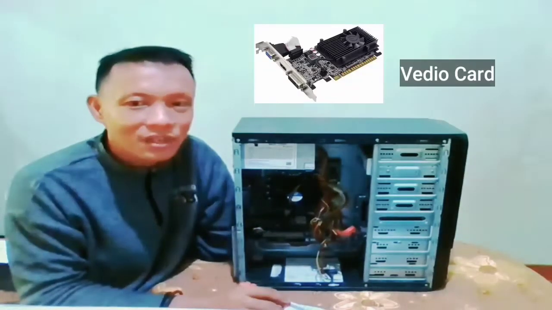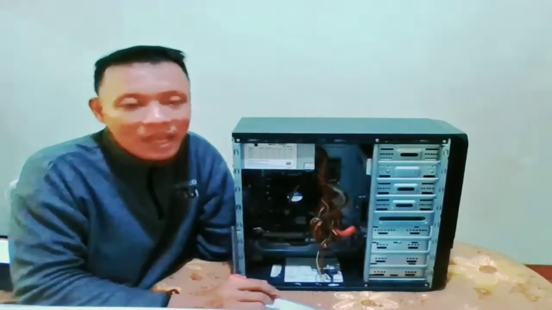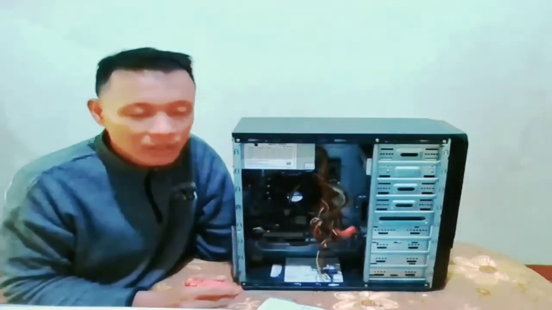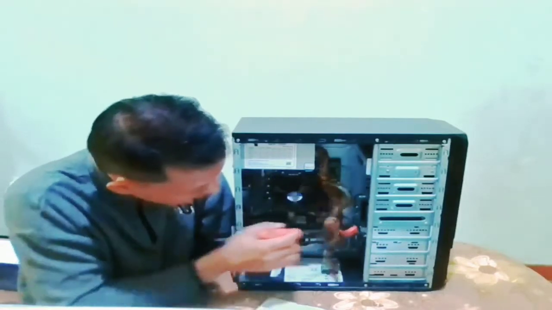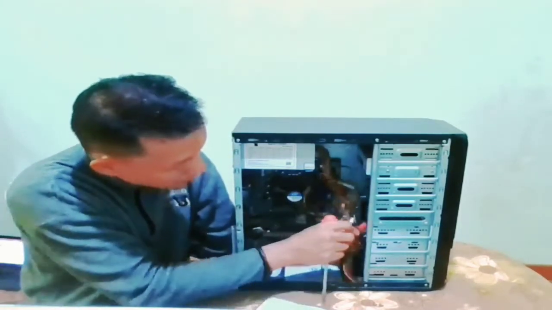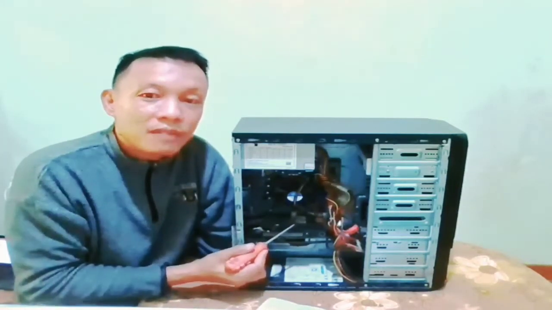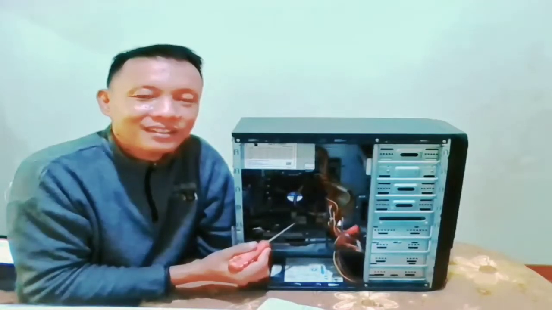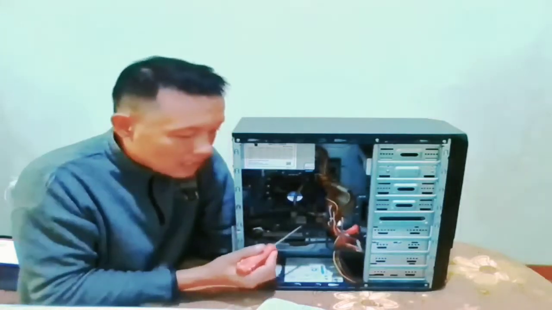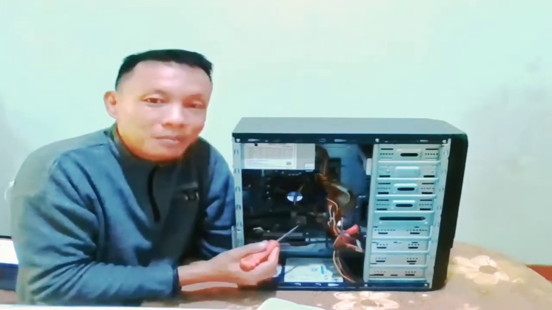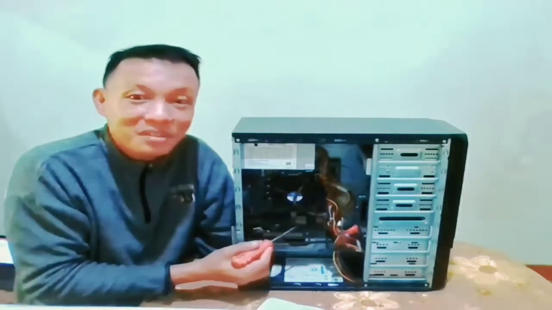Next one would be the video card. The location of the video card would be in the motherboard, right here. It is commonly known as the graphic accelerator card or video card. The function of this video card is to generate and display images to a computer monitor. That's the function of the video card.